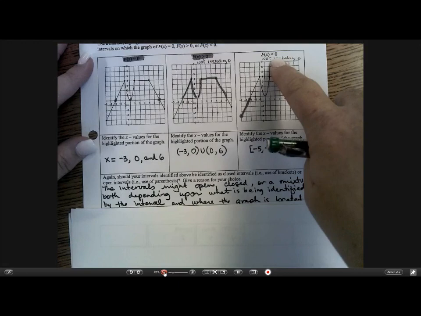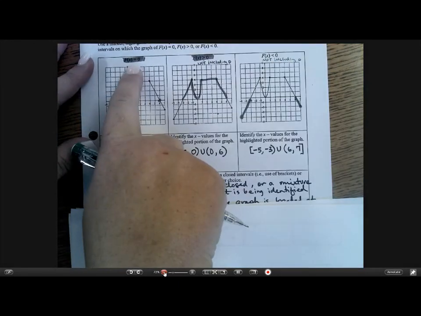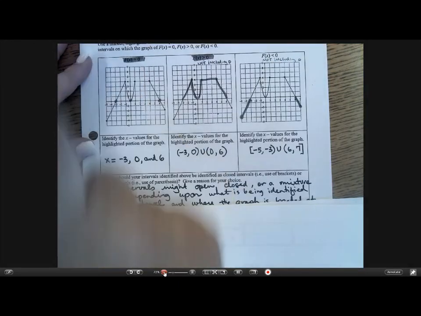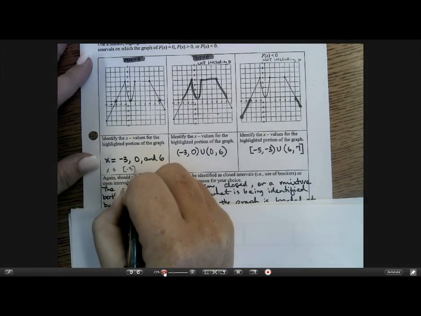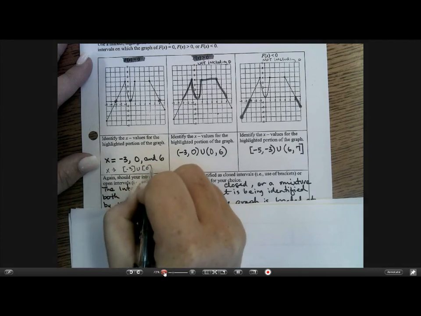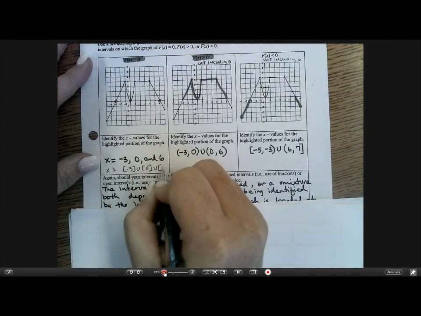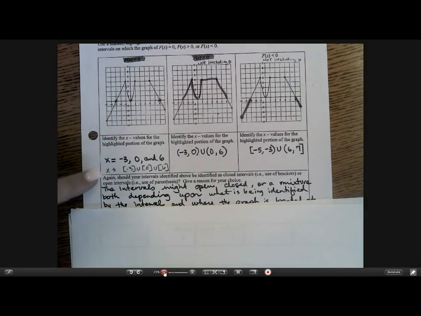In this case, same idea, but this case it was exactly equal to 0. In interval notation, we could have done this: -3, 0, and 6. So interval notation for that is just as good.